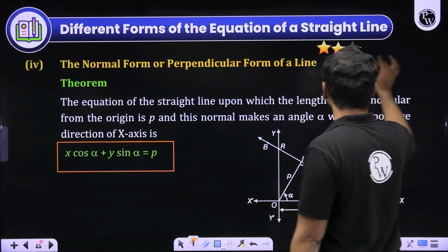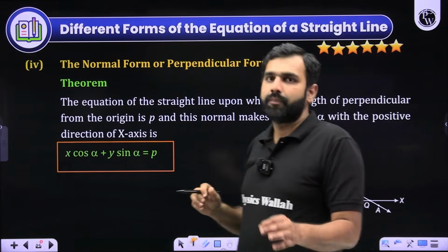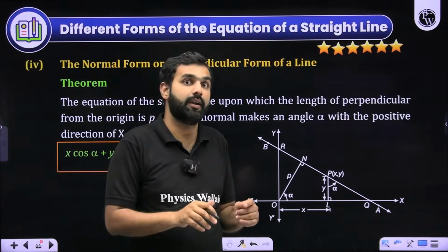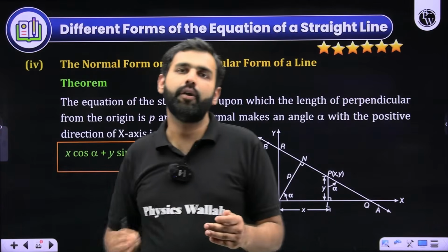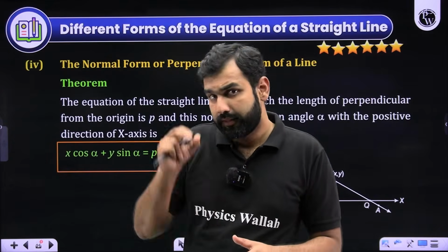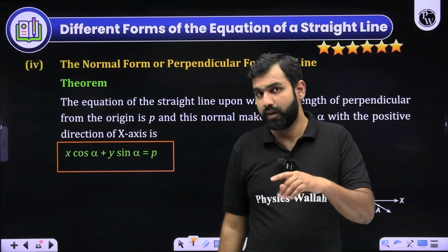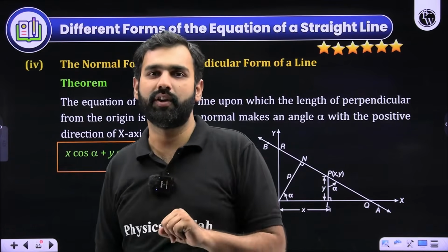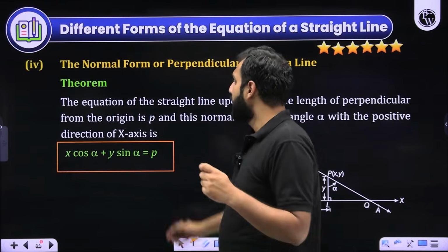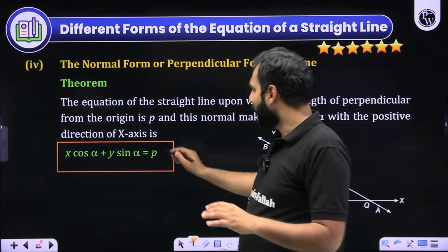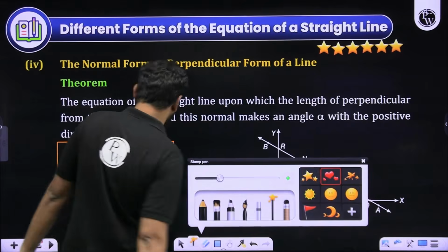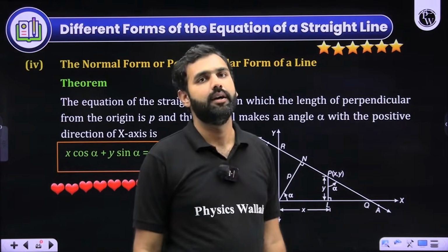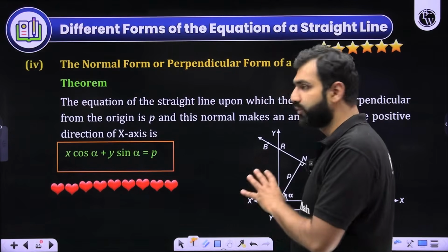Do remember this particular conclusion, that whenever a line is given to us, but nothing much related to that line is given, but rather what is given to us is that a perpendicular from the origin is dropped on this line, the length of that normal is given, and the angle this normal makes with the positive x-axis in the anti-clockwise direction is also given. If these two things are given, based on that alpha and p, I can write the equation of the line as x cos alpha plus y sin alpha is equal to p. Please, please, please remember that. I hope there is no confusion on that.